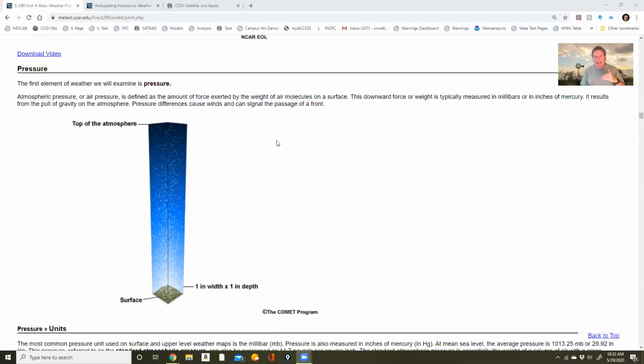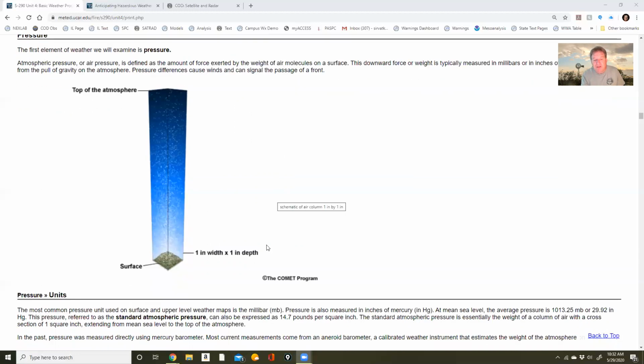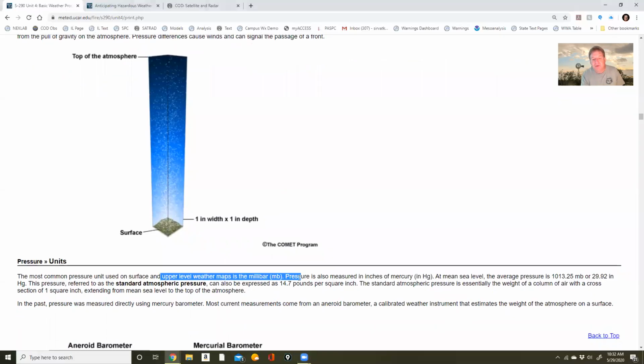When I'm at the ground and all the air is above me, if I were to average it out over the entire planet, it's going to come out to just a little bit more than 1,000 millibars. Over here on the bottom of the screen, it says the unit of pressure is a millibar. Now, it's actually 1013.25 millibars. MB stands for millibars. That's the average of the entire Earth. But for the sake of argument, it's about 1,000 millibars.